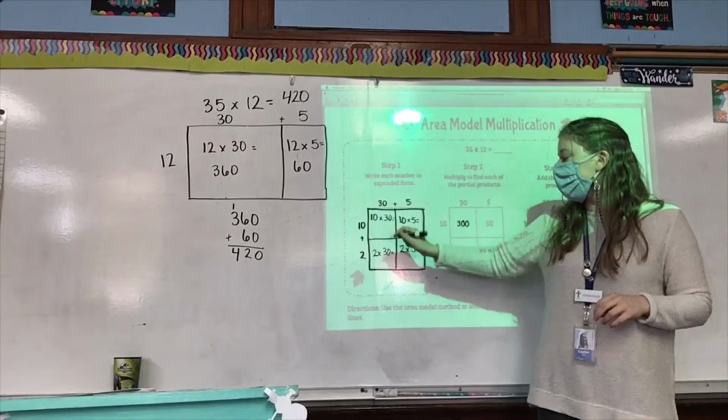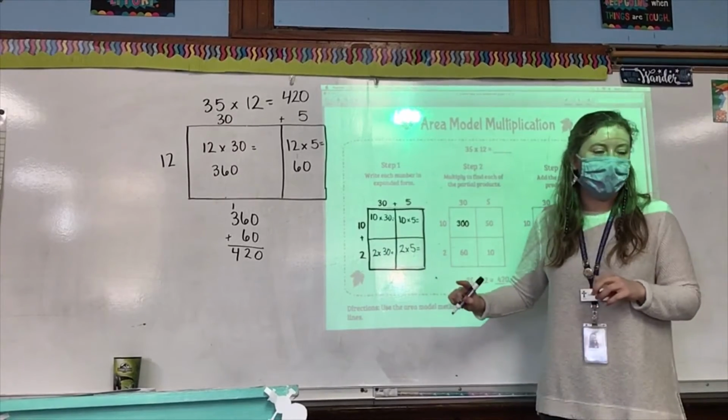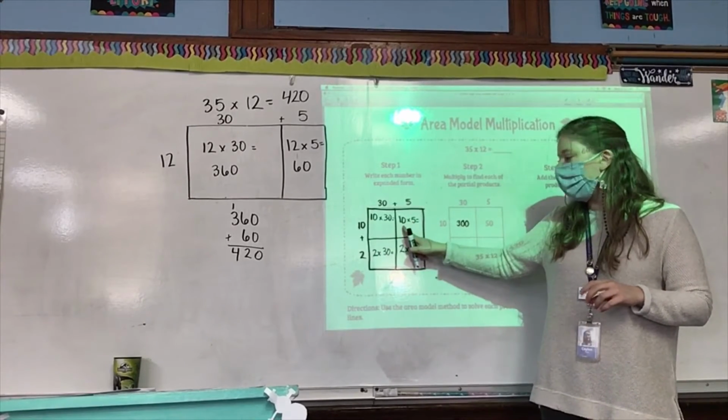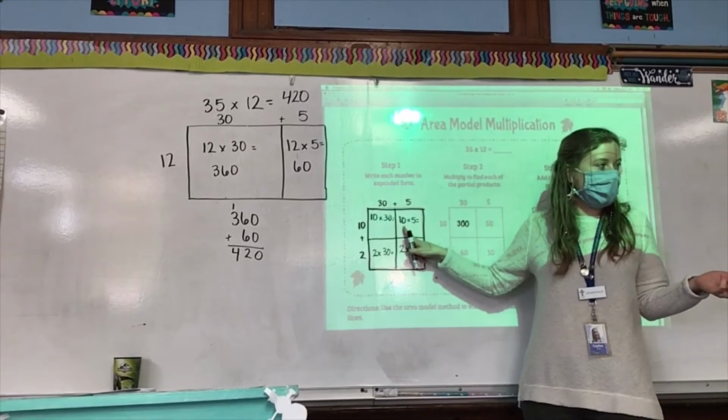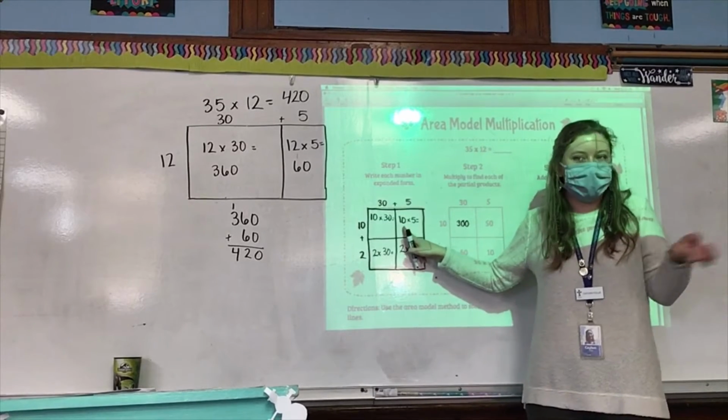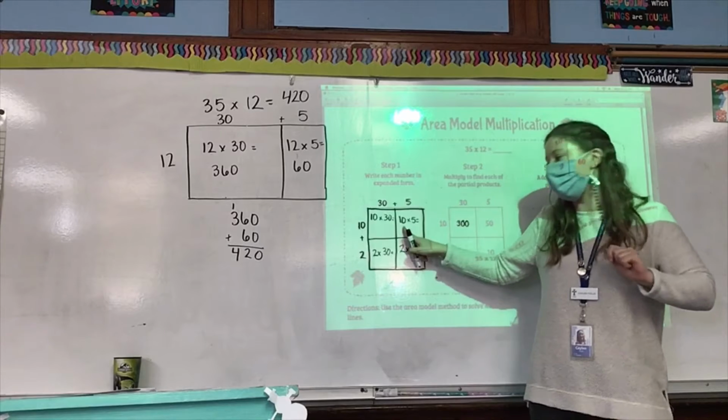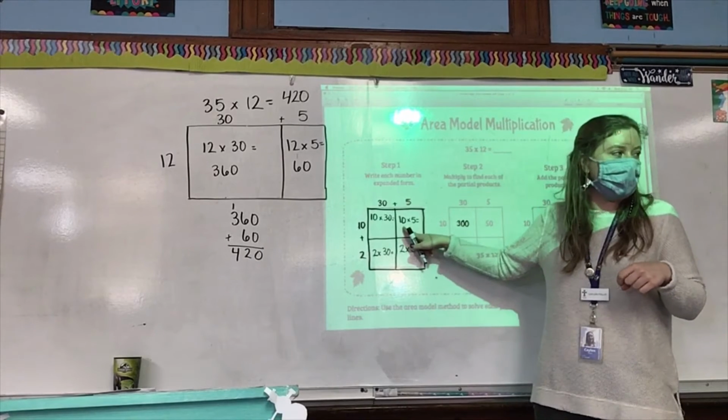Okay, so we know 10 times 30 is 300. Now, we do 10 times 5. Well, that is a basic fact. We can pull out the most basic fact, but why do that when we already have a basic fact? 10 times 30 is what, class?